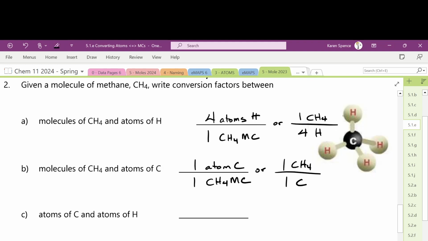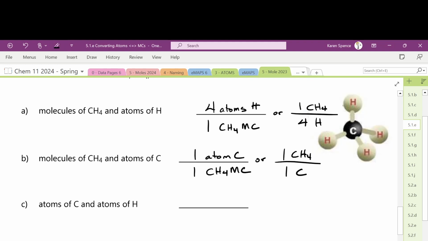Now, I think the first two are pretty straightforward. What about that last one? 1 atom of carbon per 4 atoms of hydrogen. And it's okay if you write H atoms instead of atoms H. Either way is fine, okay? Or, of course, you could have 4H over 1 carbon. And it's okay to write it this way as well, leaving out the atoms and the molecules, because it's pretty straightforward what you mean by that, okay?